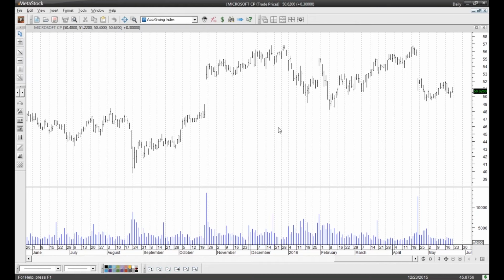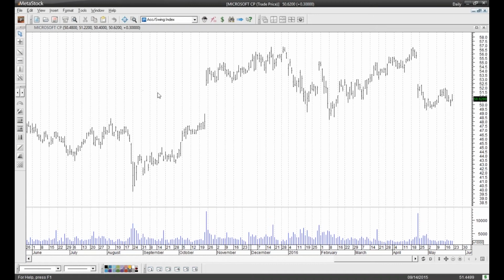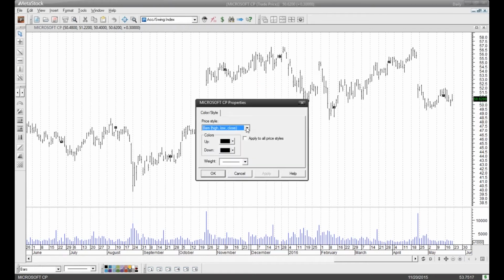Right now we have a very, very simple bar chart of Microsoft, as well as the volume from Microsoft down here. Now, the first thing that I want to do is customize the chart to the way that I'm used to looking at charts. Super easy to do. Just like indicators, just like many other things in MetaStock, all you have to do is click on the chart itself, double click.